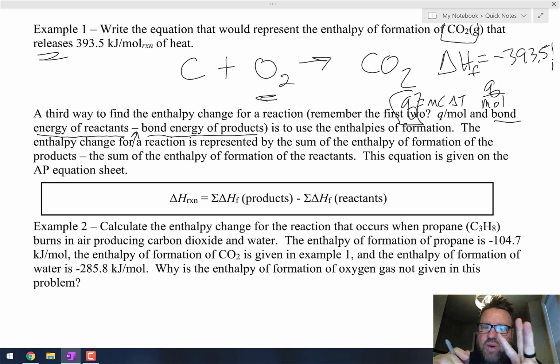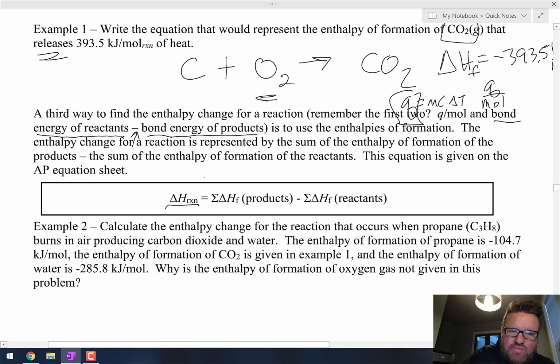Okay, our third way of finding the enthalpy change of an overall reaction is to take the sum of, that's what that means right there, the sum of the enthalpy of formation of the products minus, just like this one up here, minus the enthalpy of formation of the reactants.